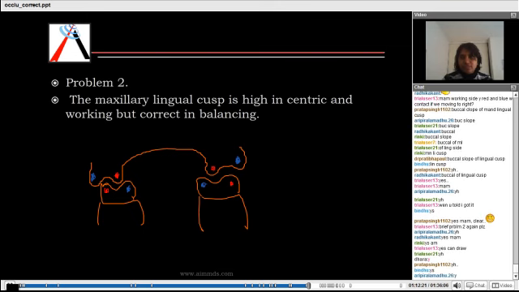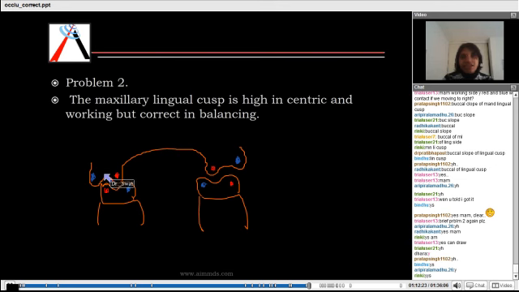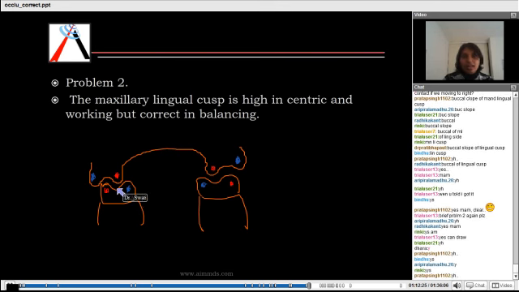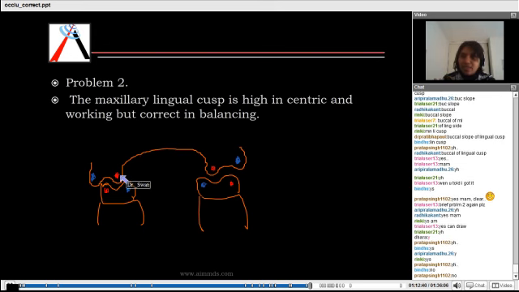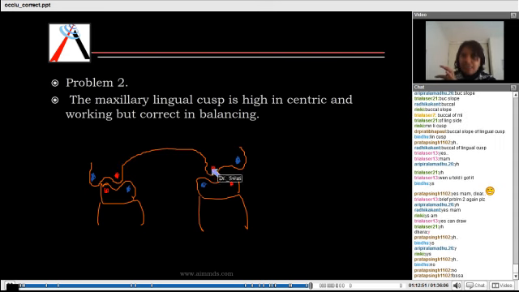All clear? Now, in centric, when you check your red dots in centric relation, only your red dots can interfere. Your blue dots will anyways be hanging outside, so they will not interfere, will they? No, they're anyways hanging outside. Your red dots can interfere. If the red dots interfere only in centric, you grind the fossa.